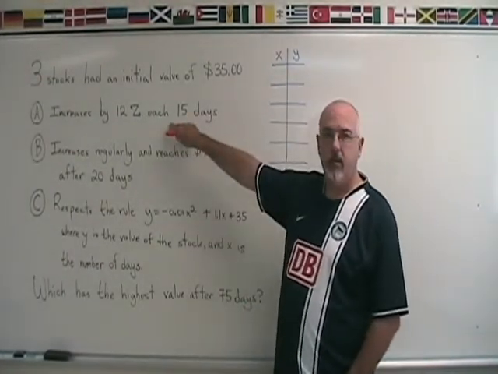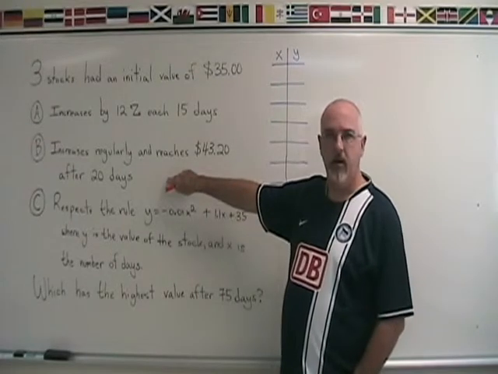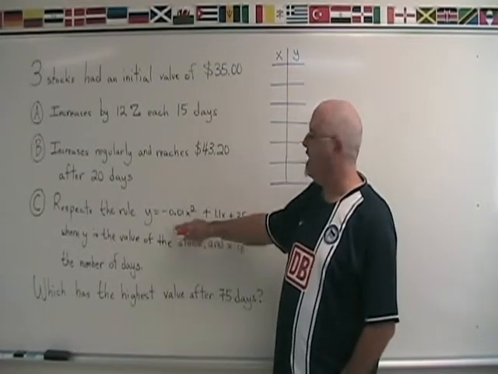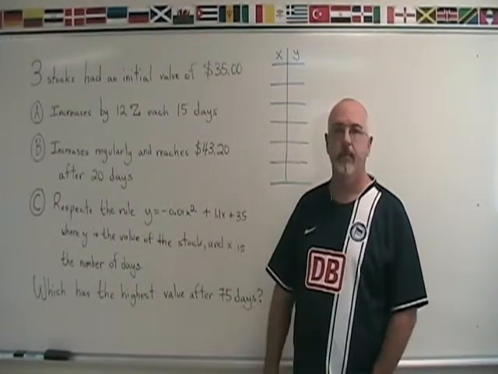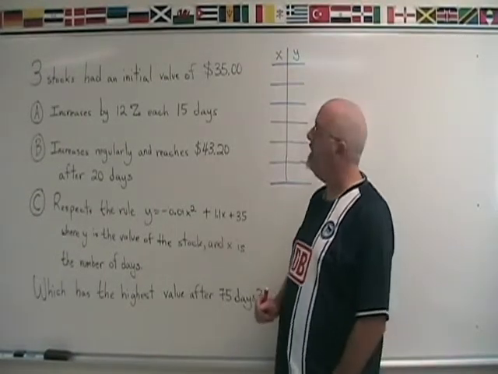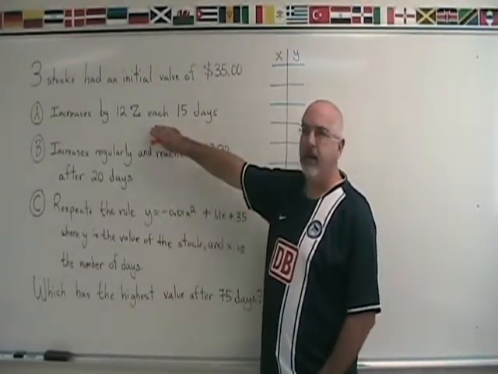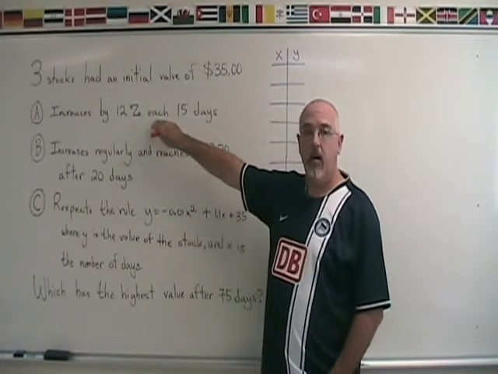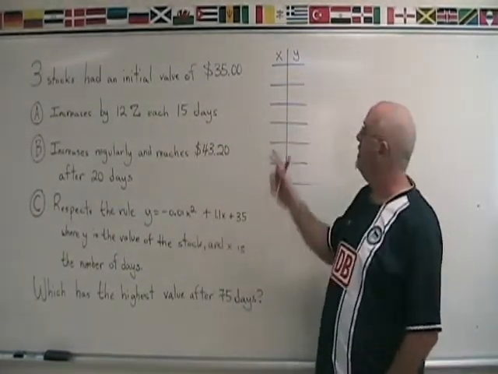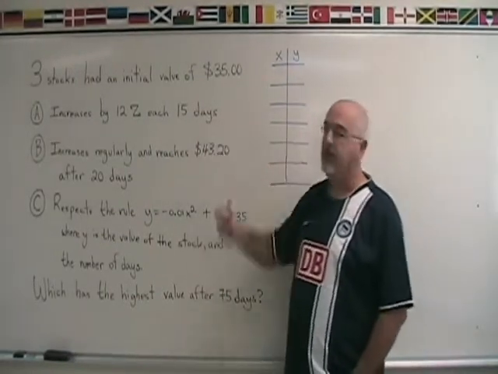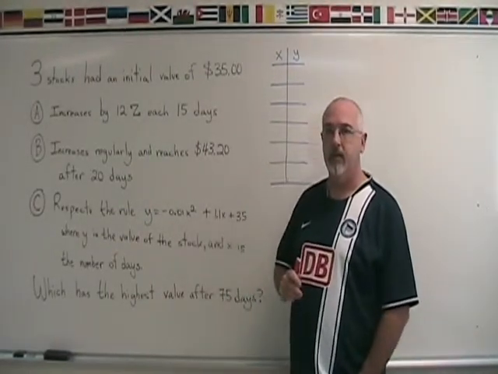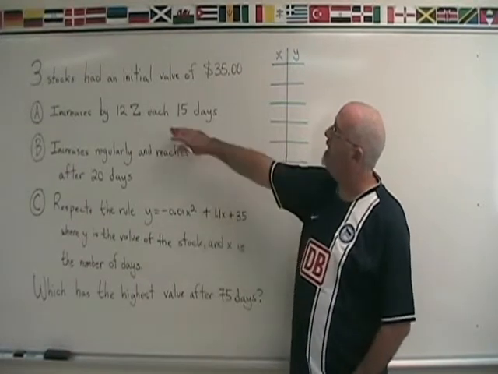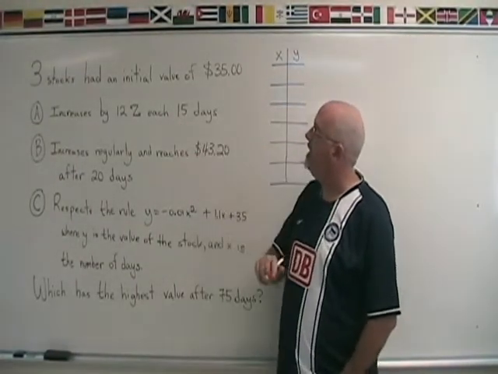Stock A is an exponential function, stock B is a linear function, and stock C is a quadratic function. The students in the course that I'm teaching are not required to know all the details of working with the math of exponential functions, but they are expected to be able to build a table of values for an exponential function in a word problem situation. Let's start with that exponential function, stock A.